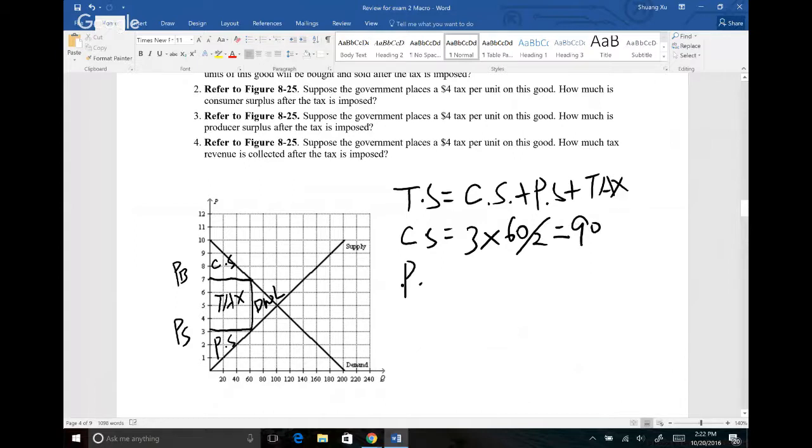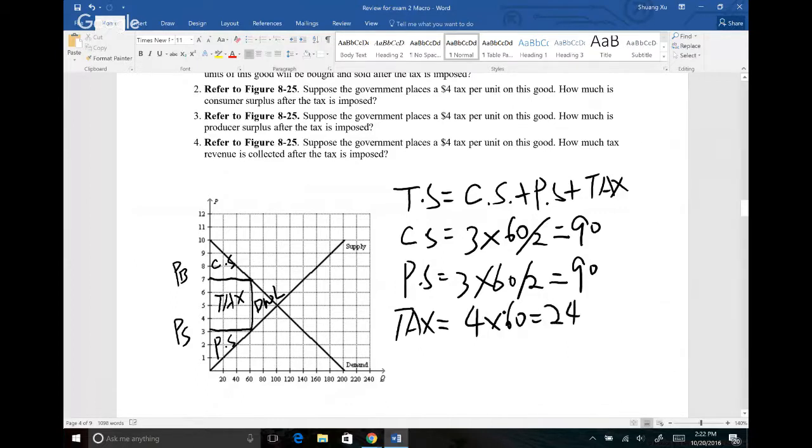And then for producer surplus, that's going to be this part over here, the little triangle below. So vertical distance 3 times 60 divided by 2. That's also a 90. And then your tax revenue, it's going to be this rectangle in the middle. So now remember this rectangle, so don't do divided by 2 anymore. So just base times height. So the vertical distance is 4, horizontal distance 60. So 4 times 60 is going to be 240.